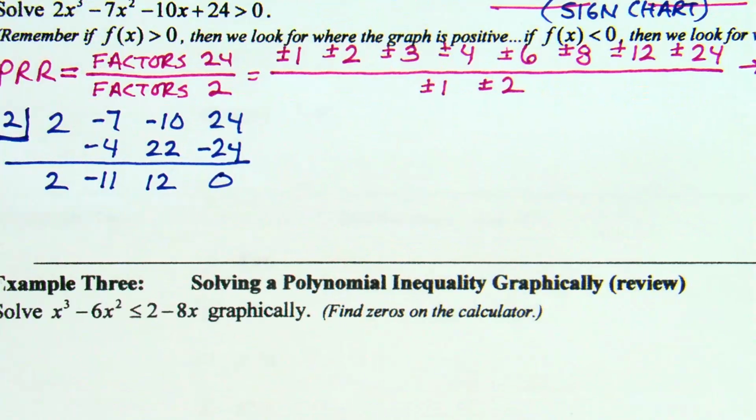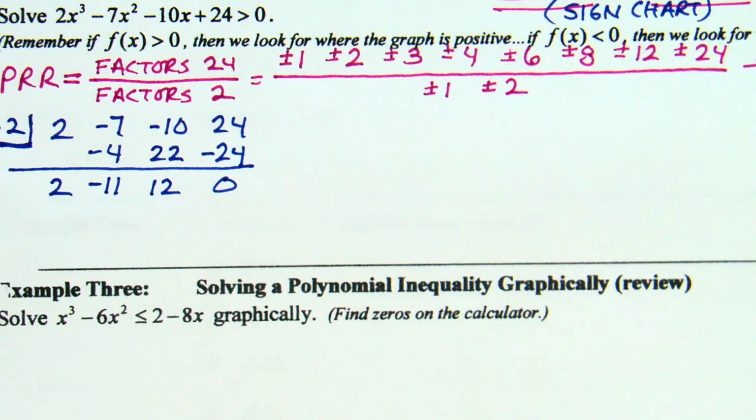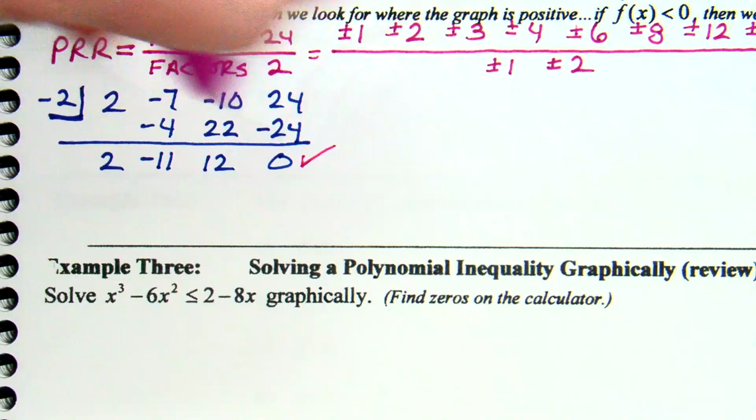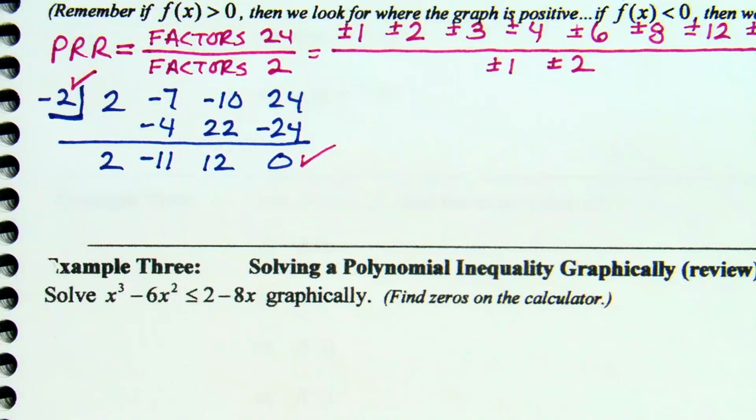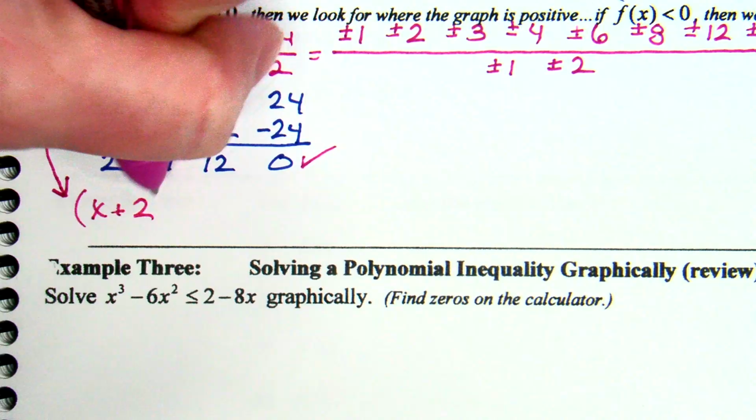What do we know now? A remainder of 0 tells me that it works. And so we know negative 2 is one of our zeros. What does this factor represent? Let me rephrase that. What does negative 2 represent as a factor? Right, but so what factor is it? Yes, x plus 2 is what I was asking. Sorry, I was struggling with how I was asking it.